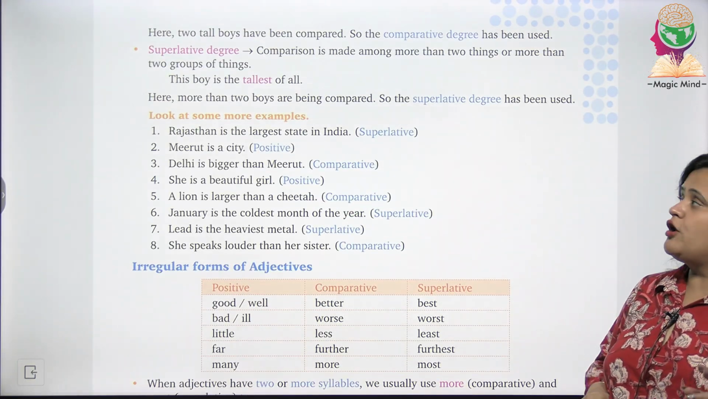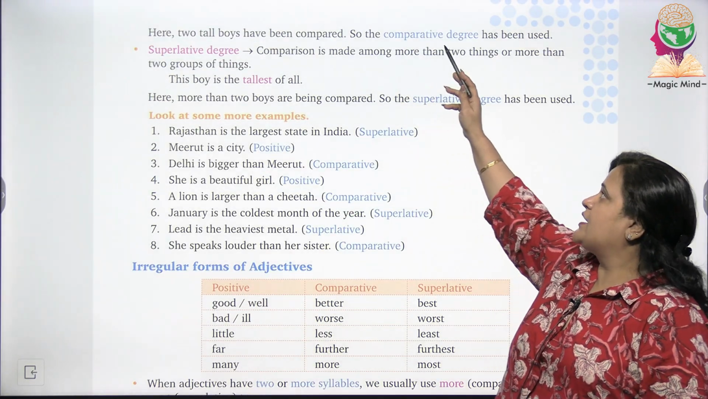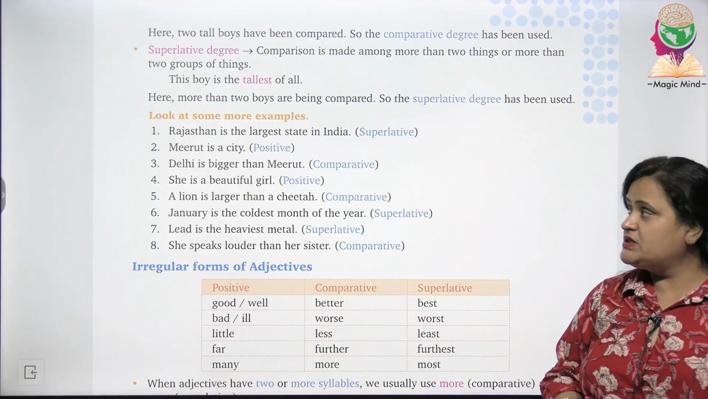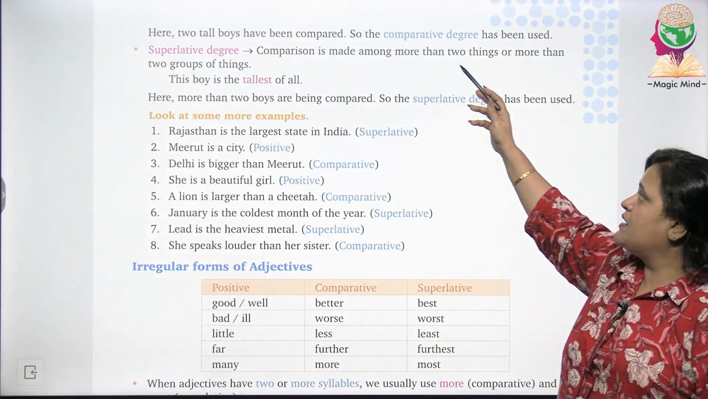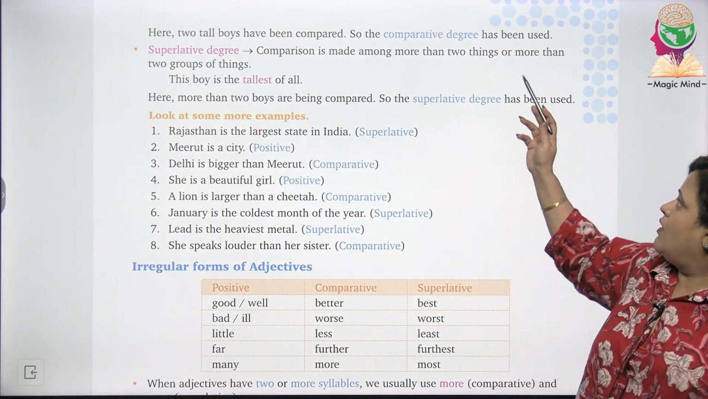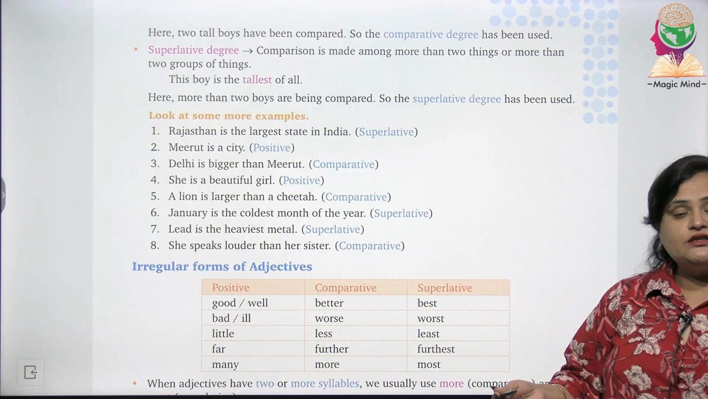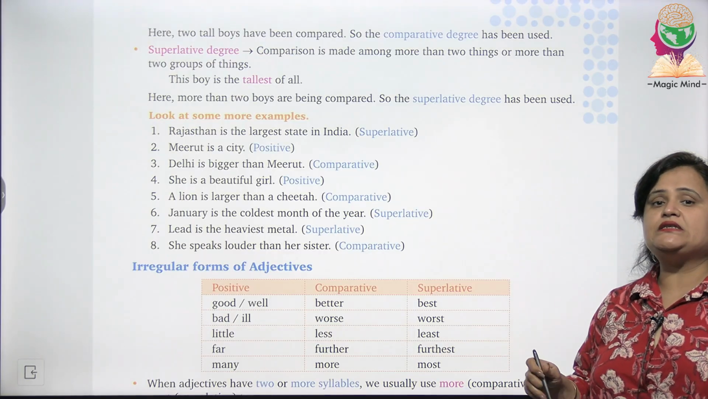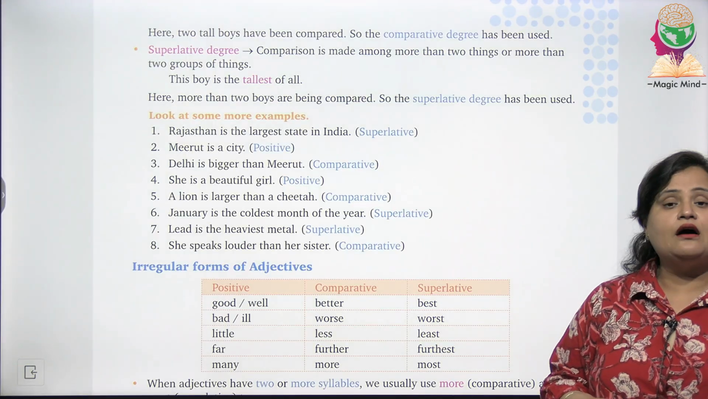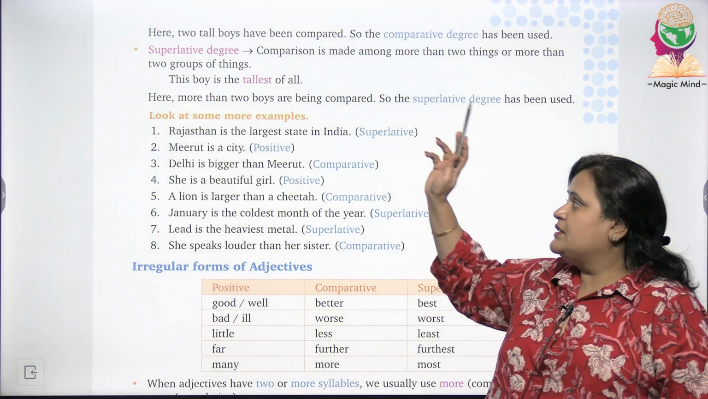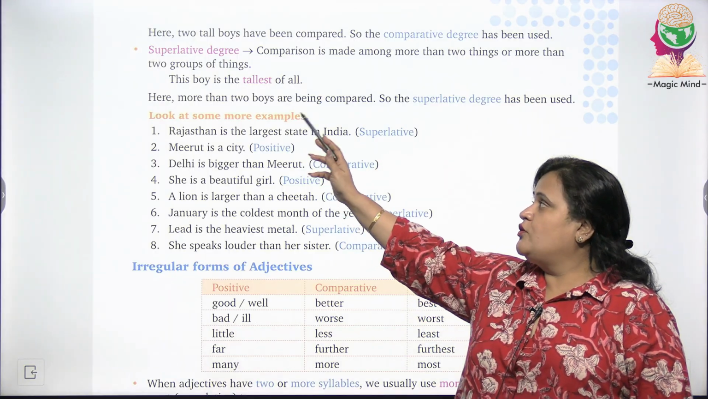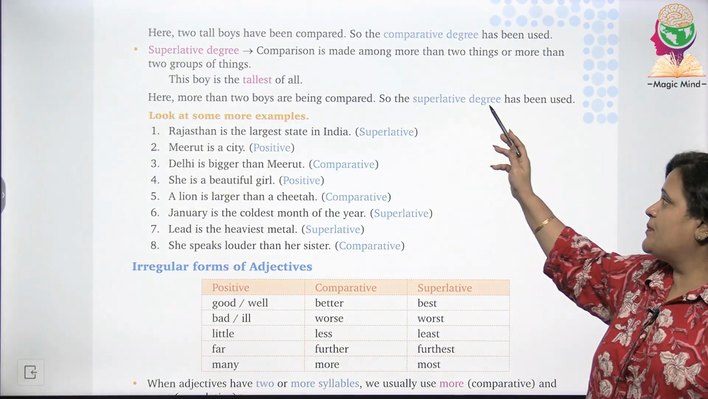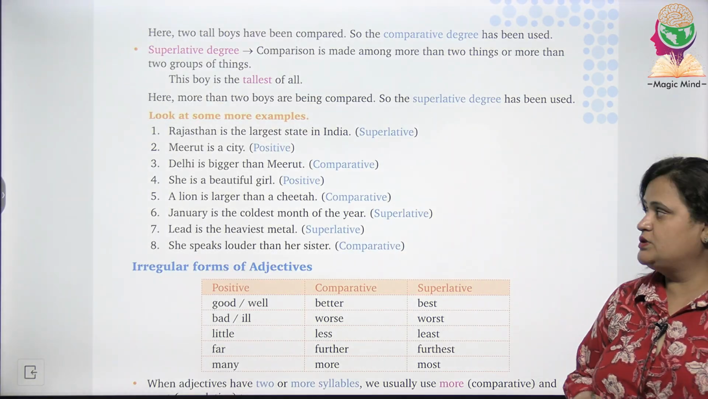Here two tall boys have been compared, so the comparative degree has been used. Now superlative degree, comparison is made among more than two things or more than two groups of things. जब दो से ज़्यादा के बीच में comparison होता है तब हम superlative degree का use करते हैं. This boy is the tallest of all. Here more than two boys are being compared, so the superlative degree has been used.